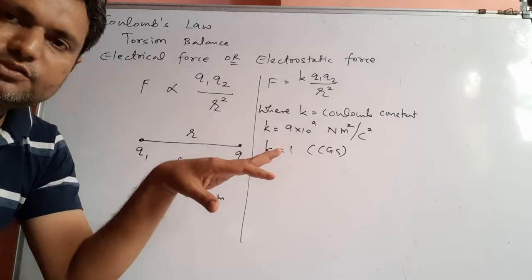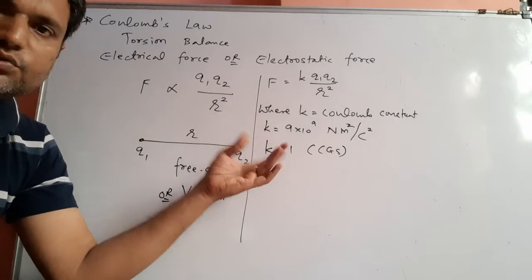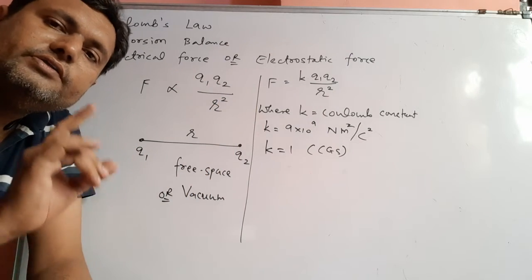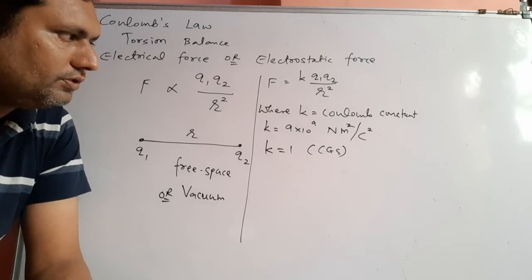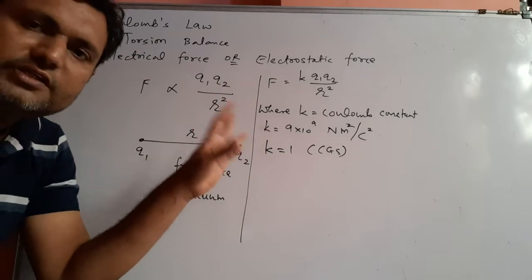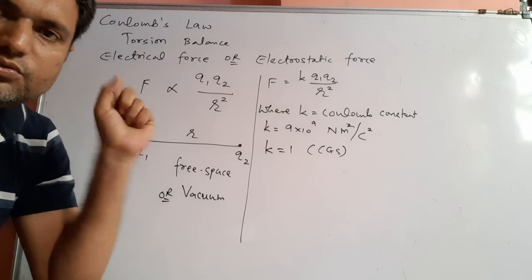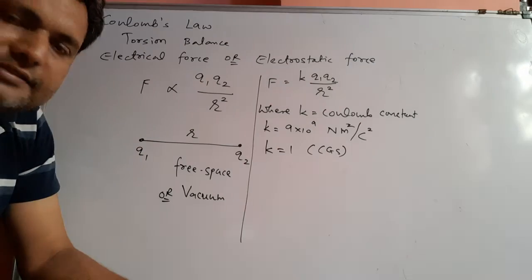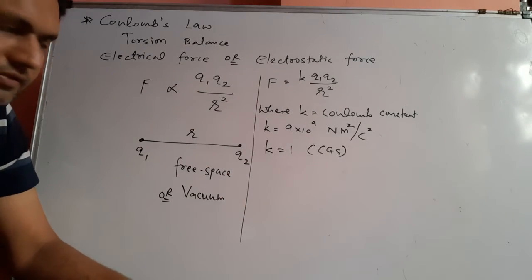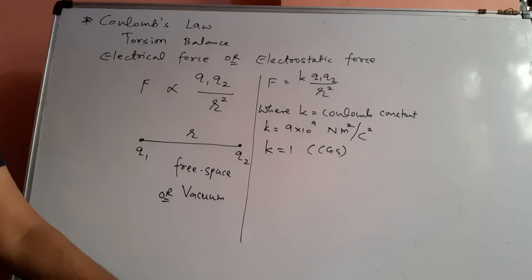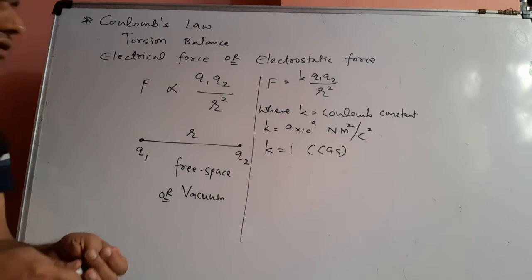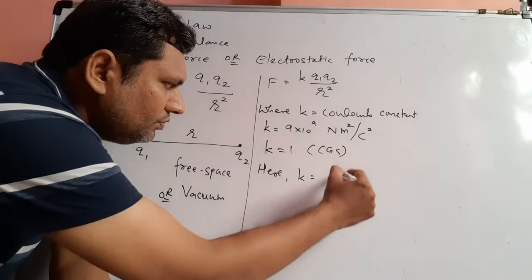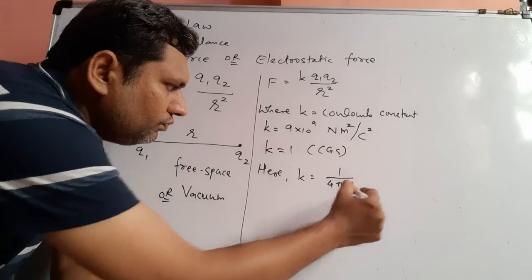Now if we convert this into the CGS unit, by the calculation we will get this. Very simple: 1 coulomb is equal to 3 into 10 raised to 9 stat coulomb. By using that conversion we can derive k equal to 1. So k is equal to 9 into 10 raised to 9 in SI, and in CGS it is k equal to 1. Okay, then also we can say that k is equal to 1 upon 4 pi epsilon naught.